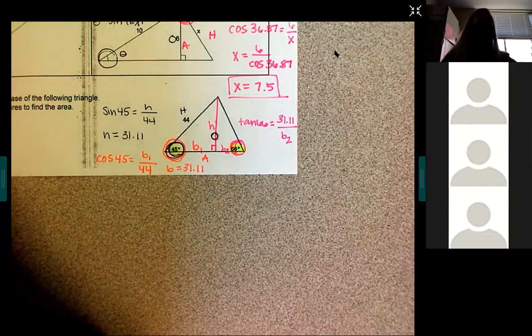You should be good with trig. So all we're doing today is applications with trig. So applications just means what? Word problems. Very good. So I'm going to pause this so we can get our notebooks set up.